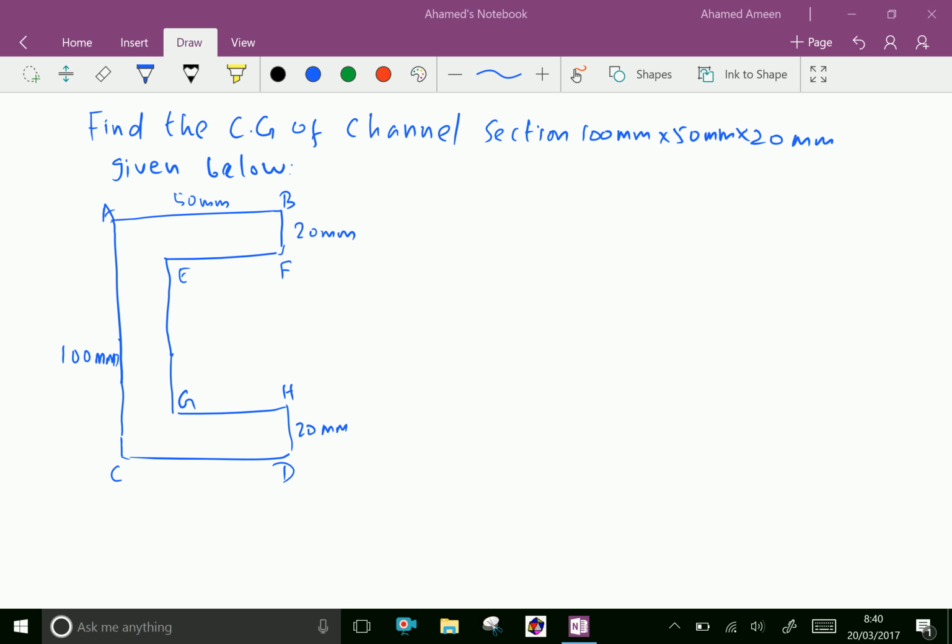Find the CG of channel section 100 mm into 50 mm into 20 mm given below. This channel section is not symmetrical about the x-axis or y-axis. Therefore, we have to find both x bar and y bar. Now, let us take AC as the reference line. AC is the reference axis.